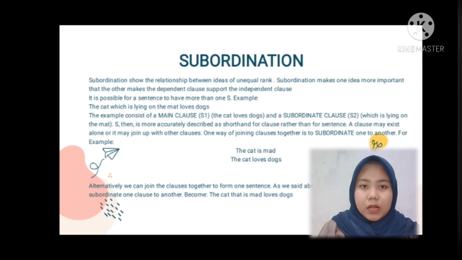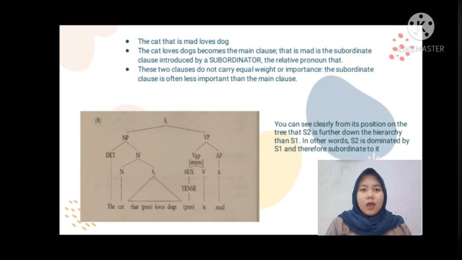In the example, the cat is mad and the cat loves dogs. Alternatively, we can join the clauses together to form one sentence as we said above. One way to do this is to subordinate one clause to the other, to become: the cat that is mad loves dogs. The cat loves dogs becomes the main clause. That is mad is the subordinate clause introduced by a subordinator, the relative pronoun that.